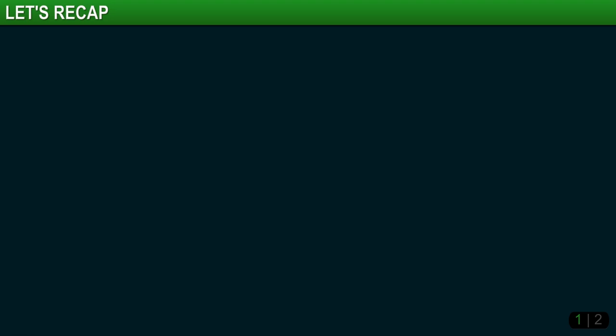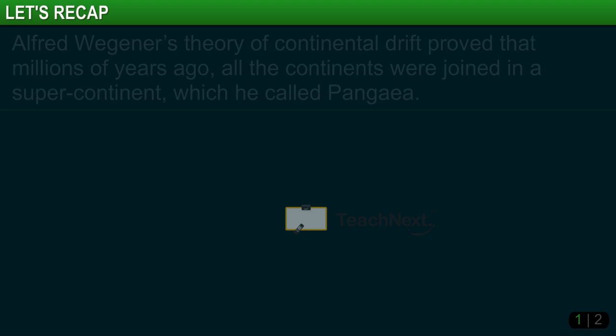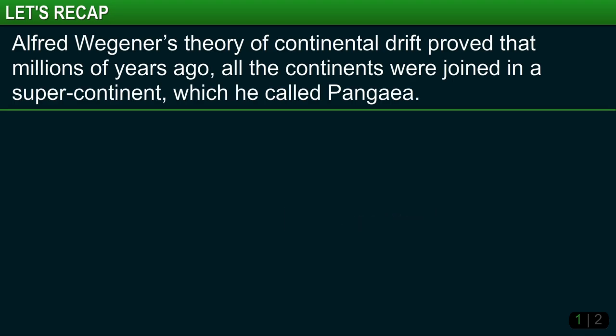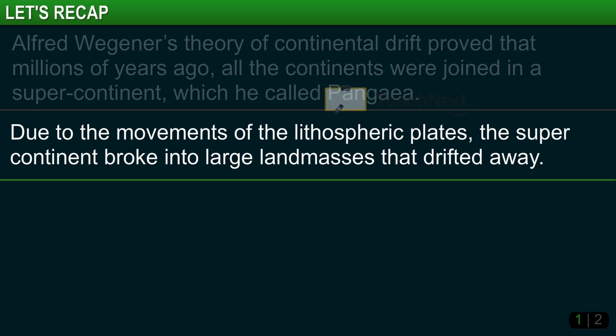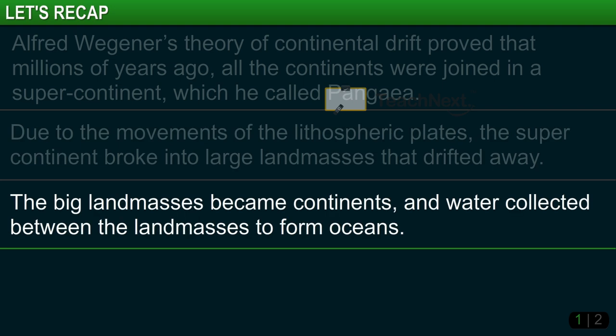Meanwhile, let's quickly recap what we've covered so far. In this module, you learned that Alfred Wegener's theory of continental drift proved that millions of years ago, all the continents were joined in a supercontinent which he called Pangaea. Due to the movements of lithospheric plates, the supercontinent broke into large land masses that drifted away. The big land masses became continents, and water collected between the land masses to form oceans.